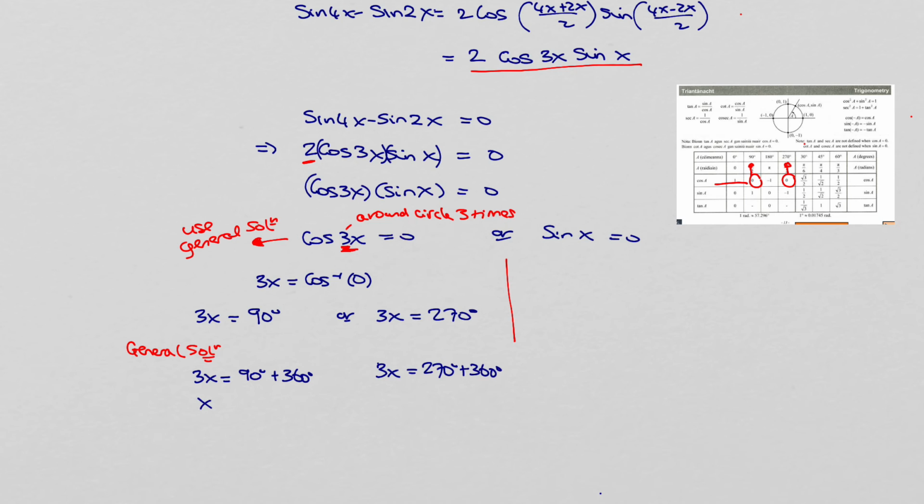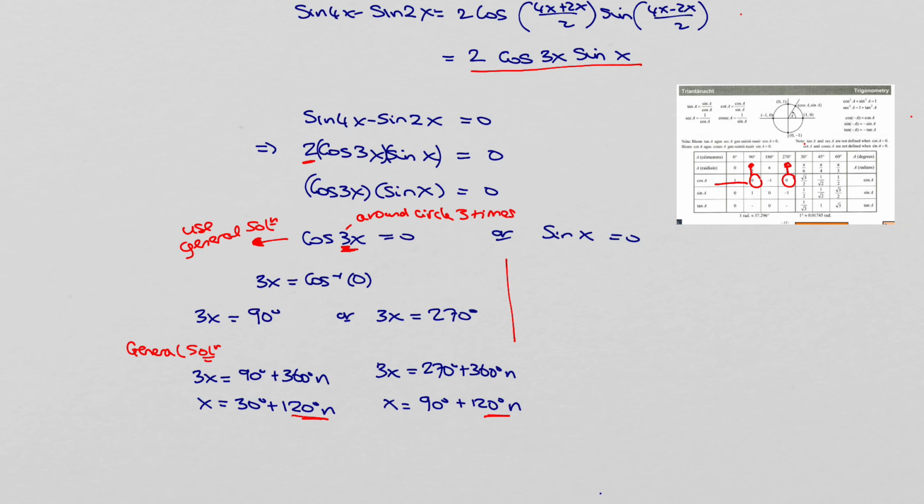So now I divide across by 3, which gives me 30 plus 120, and 90 plus 120. So this should be an n there, 360n for our general solution, okay? So this 120 is the period of the graph cos 3x. So the graph is repeating itself every 120 degrees if we were to draw that.